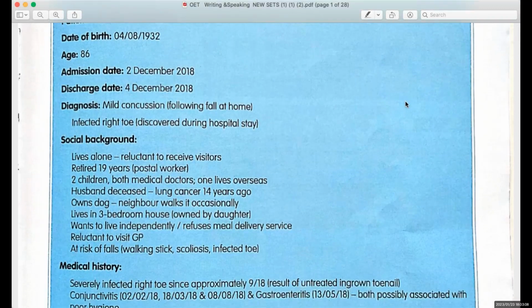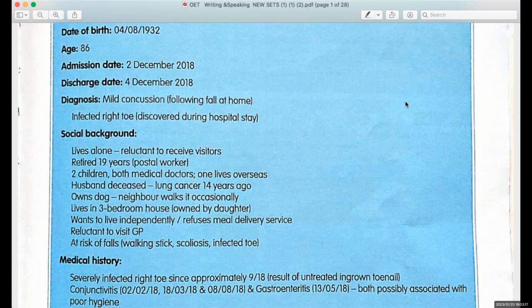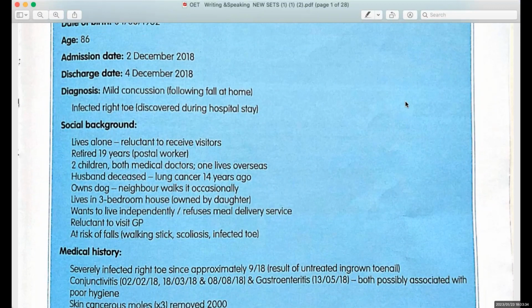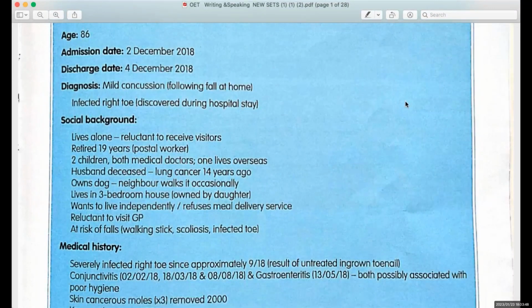Then we have diagnosis: mild concussion, following fall at home; infected right toe, discovered during hospital stay. Okay, during hospital stay, we found out that the patient also has an infected right toe, but the reason why the patient initially presented to us was mild concussion. Concussion means the injury and the dizziness that you feel, right? So, a fall at home. So what we need to summarize here is the patient came to us because of concussion. And in the meanwhile, while the patient was hospitalized with us for 2 days during the care, we also noticed that the right foot, right toe, is infected, right?